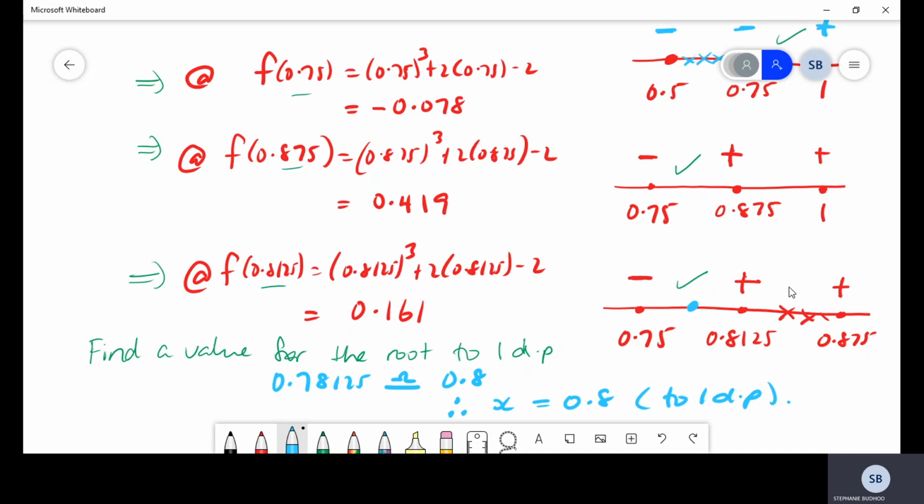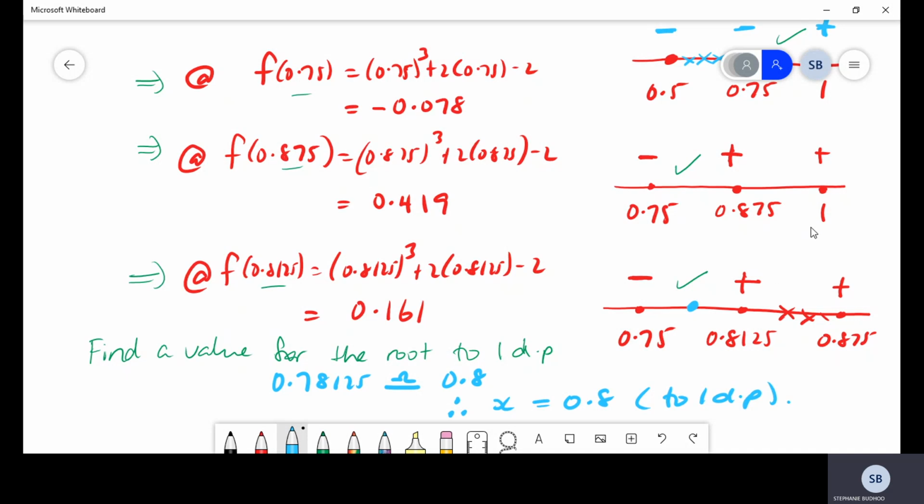Of course, you could have gone further and found what the function was at 0.78125. But even if you did, the value approximated to one decimal place would still be 0.8. So you want to stop when your approximation narrows off to the same value, at least for the last two. So this is how you would apply the bisection method.